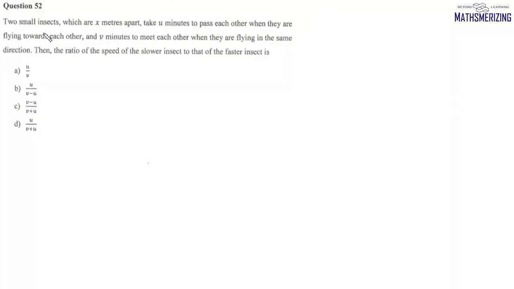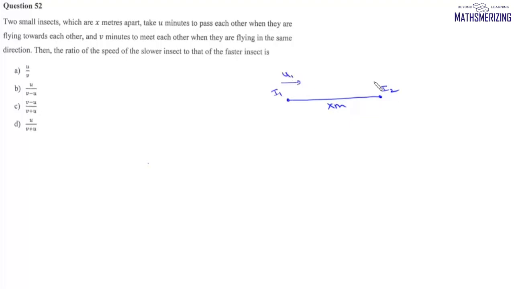Now question number 52 is: two small insects which are x meters apart take u minutes to pass each other when they are flying towards each other, and v minutes to meet each other when they are flying in the same direction. Then we need to find the ratio of the speed of the slower insect to that of the faster insect. So we have two insects which are x meters apart. Now suppose this is insect 1, and here we have, suppose, insect 2.